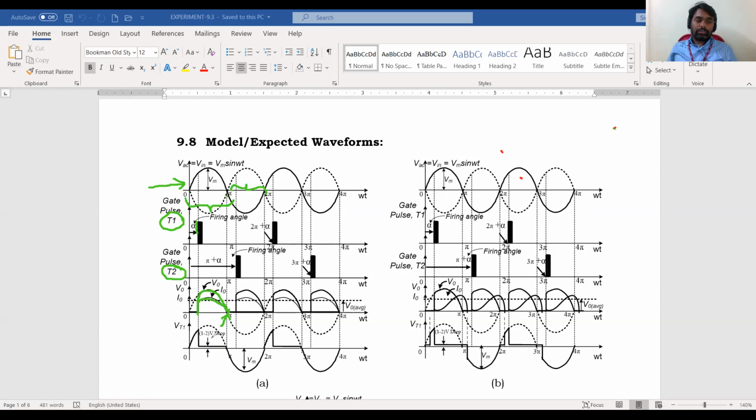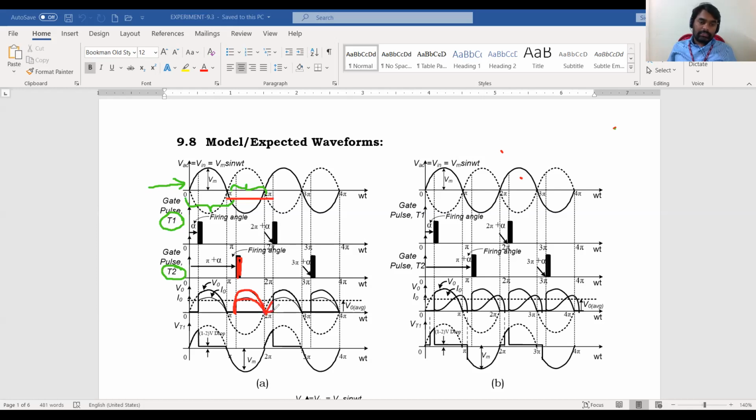Right, let us focus on the negative half cycle. I told you during the negative half cycle, thyristor T2 is in forward bias condition. So I can trigger T2 from omega t equal to pi to 2 pi. So at pi plus alpha, I have given the trigger impulse to T2. From this point onwards, the output voltage has to follow the input voltage, which is converted into the positive side. Since it is a resistive load, the current and the voltage should be in phase.